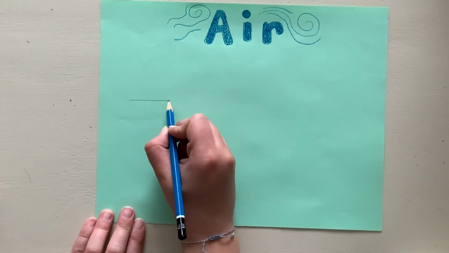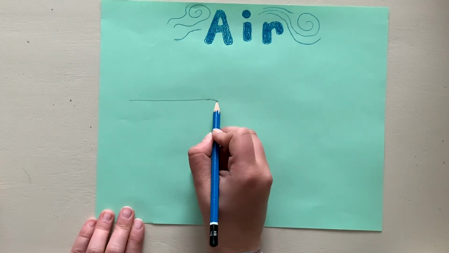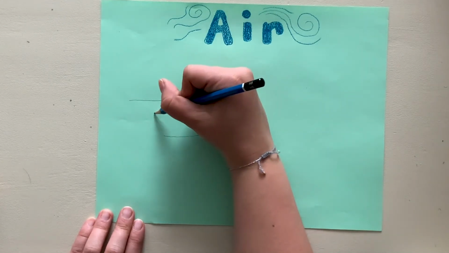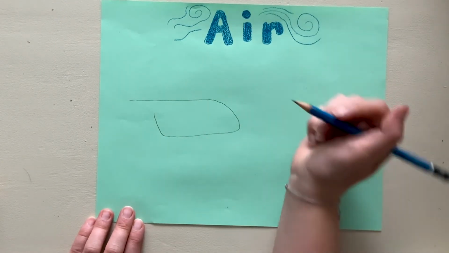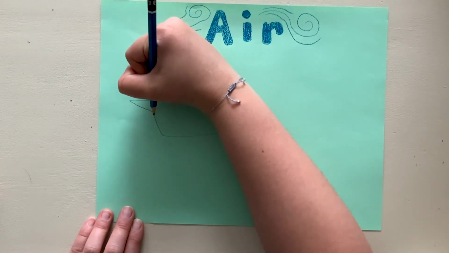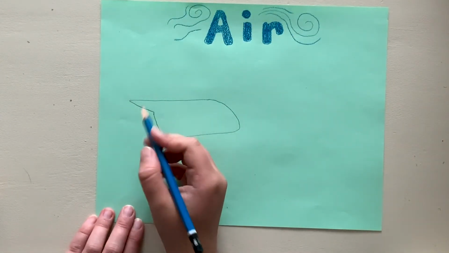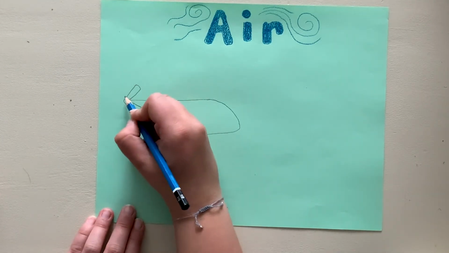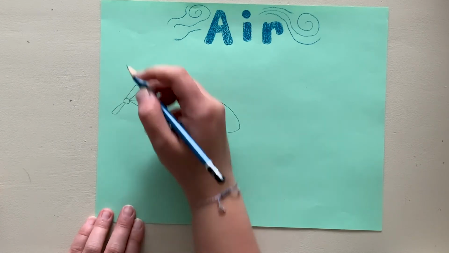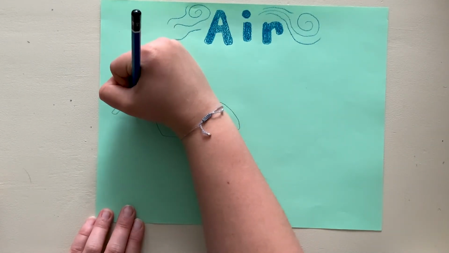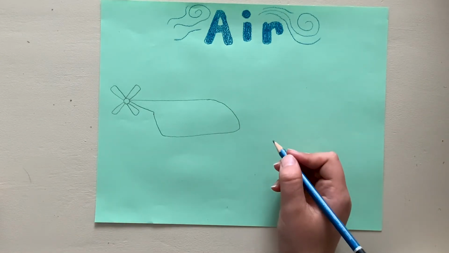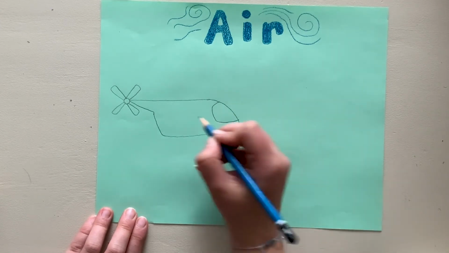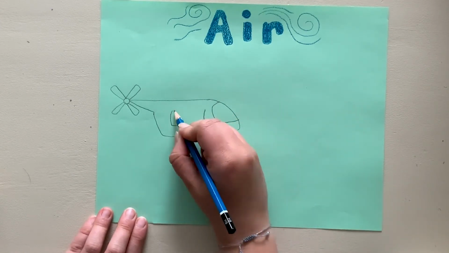We're gonna start by drawing a straight line that's going to curve down back over and then up. That line will connect to where we began, and then you're going to draw a circle there and some propellers, just like that. And then next, we will draw the window and another one here.